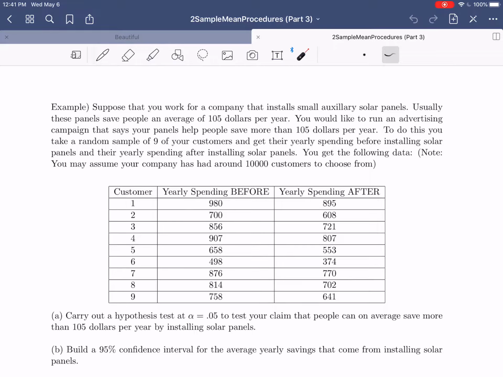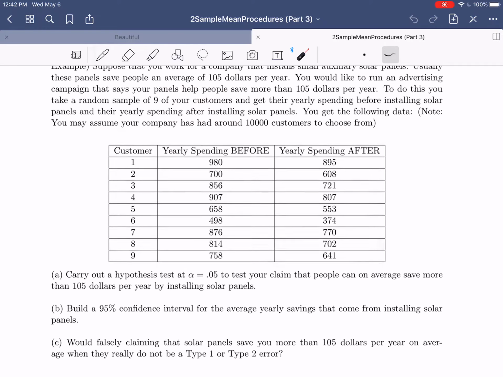So to do this, you take a random sample of 9 of your customers, and you get their yearly spending before installing their solar panels and their yearly spending after installing solar panels. And then you get the following data. We're also going to make a note here. We're going to assume that your company had around 10,000 customers to choose from when you chose those 9 to actually study. So you can see our data right here.